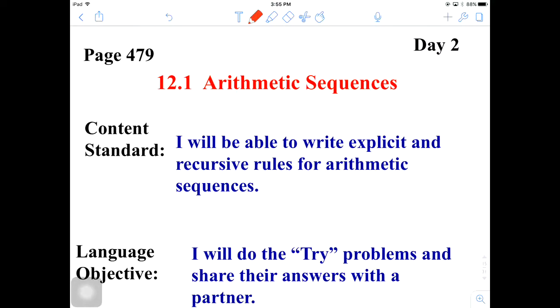Hello everyone, welcome to 12.1 day 2. In this lesson today we are going to continue with the arithmetic sequence, and specifically we're going to be writing equations using the explicit and recursive rule for an arithmetic sequence.